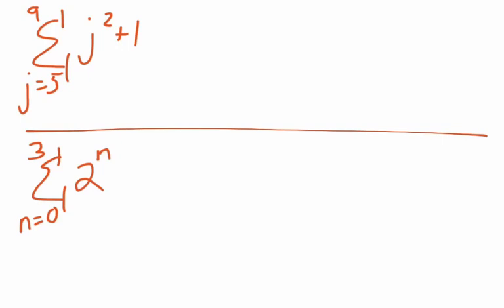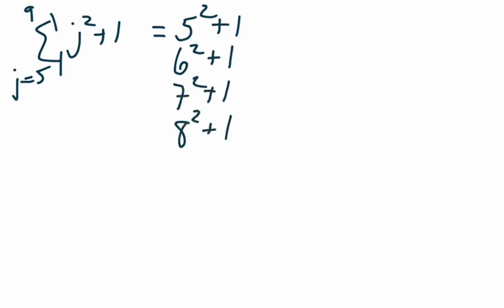see how you did. All right, for this first one, your work should look something like this. Your first number is going to be 5 squared plus 1. And then you're going to count up from there. So you're going to have 6 squared plus 1, 7 squared plus 1, 8 squared plus 1, 9 squared plus 1, and that's where you stop because you've hit your upper bound.